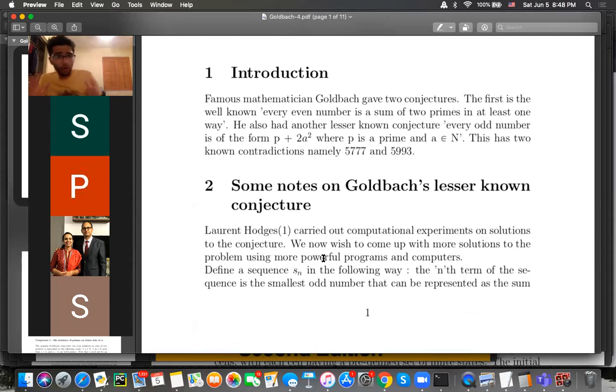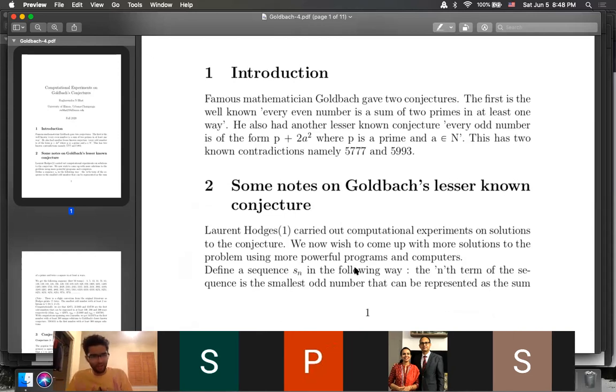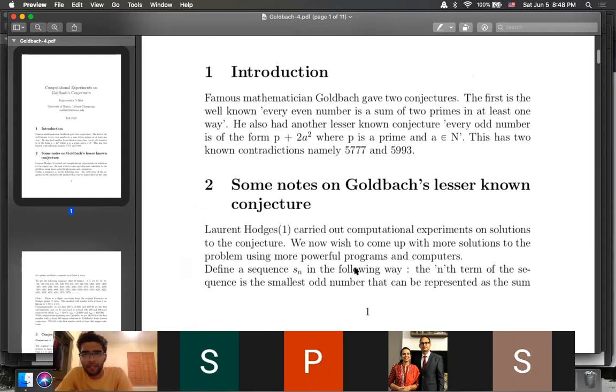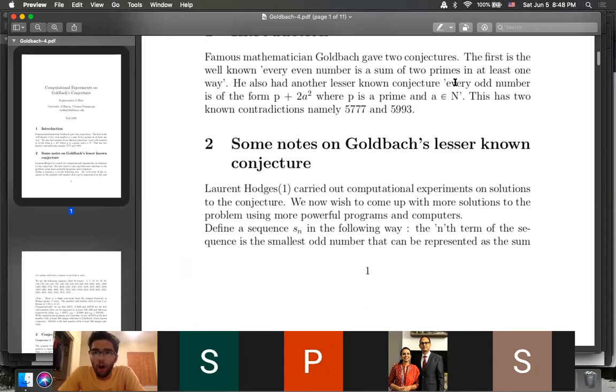So we all know the Goldbach main conjecture, the one which I told you, that every even number can be split into a sum of two primes. But Goldbach also had a second conjecture, which is very little known, and it's called Goldbach's lesser known conjecture. And this is the current statement of the conjecture. So he says that every odd number can be written as a prime plus 2 times a square number.